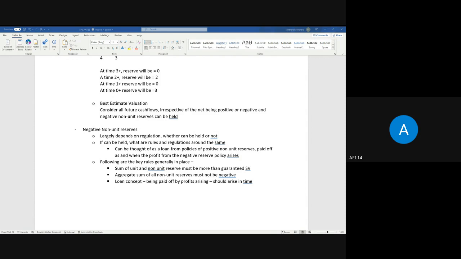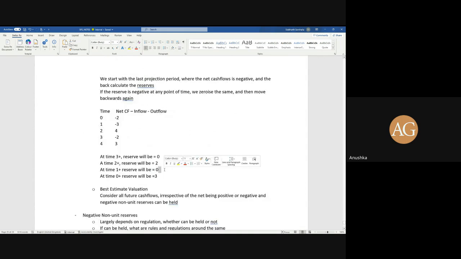Perfect. I just had a question from your example above that you were explaining for the prudent reserve part. Over there, I got that point that we are reaching zero at 1+. But I'm confused about one more thing: why are we doing 2 minus 4 if we have the positive net cash flow and already had the reserve of 2? So say this cash flow here was 1. Then what would be my reserve at time 1+? It would be 1, because you have a cash flow of 1. You already have a PV of outflow minus inflow of 2. So 1 sets off 2, but does not bring it down to negative. So you're not zeroizing it; you're holding a reserve of 1. Okay, now it makes sense, got it.